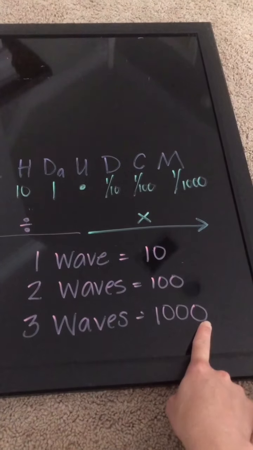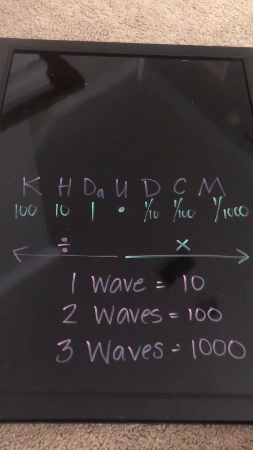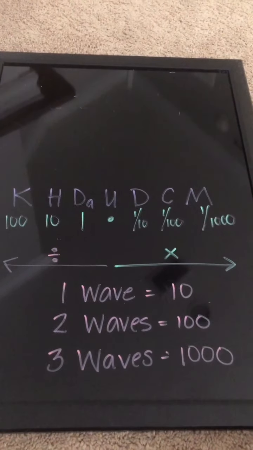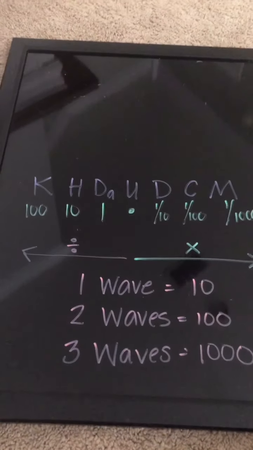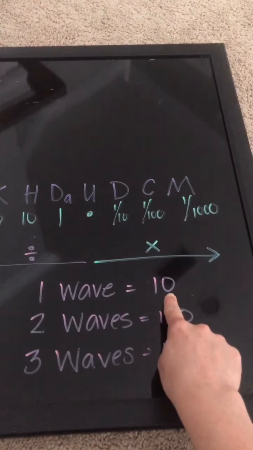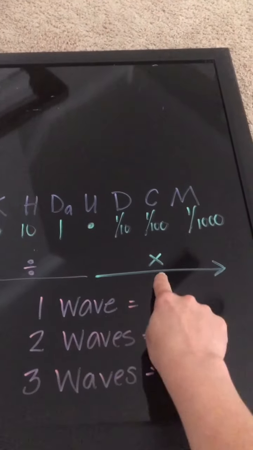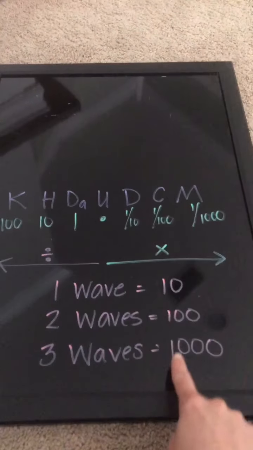And then the same thing if you're moving to the right. So if your start point to end point is drawing an arrow to the right like this, then you are multiplying. So then if you do one wave, you would multiply by 10. Two waves, you would multiply by 100. Three waves, you would multiply by 1,000.